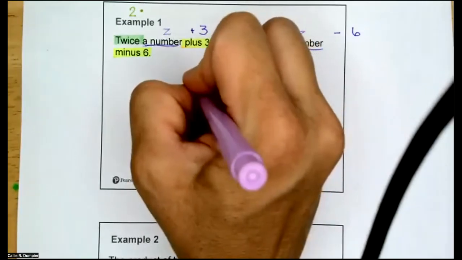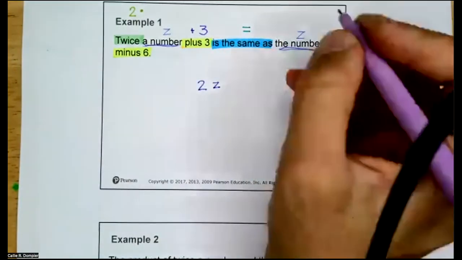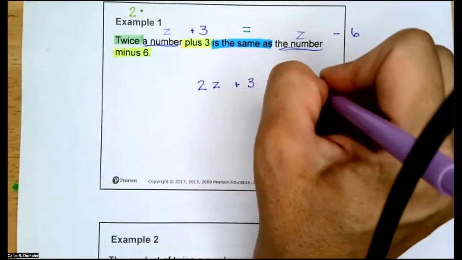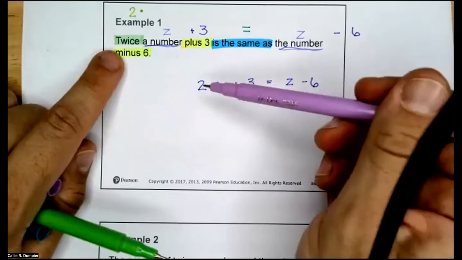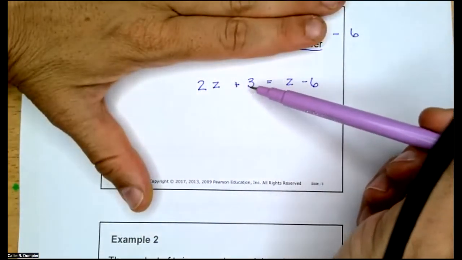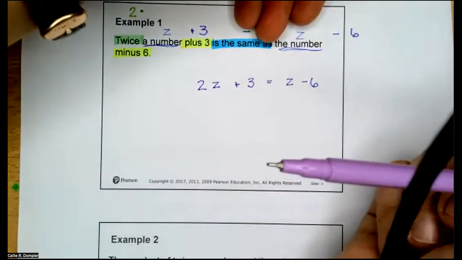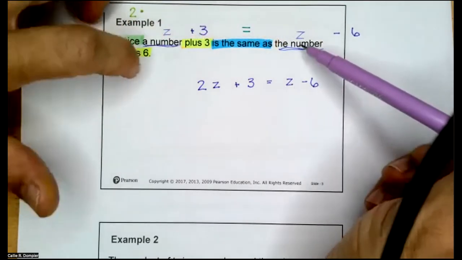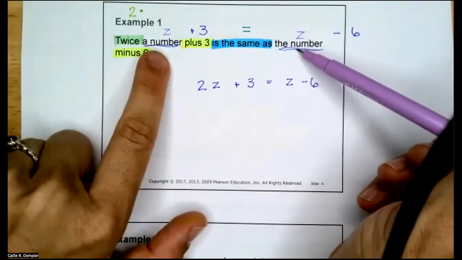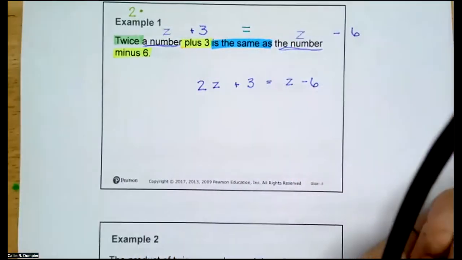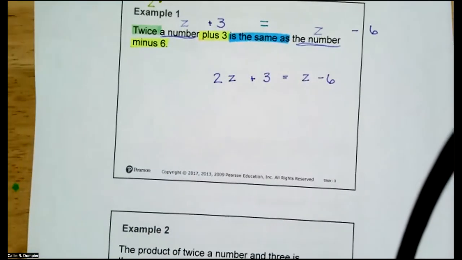Rewrite it again. 2 times z, which I'm just going to call 2z, plus 3 equals z minus 6. And then you can read it again to yourself. Like if I was to describe this without looking at this, I would say 2 times a number plus 3, twice a number plus 3, those are the same, equals a number minus 6. And it's not a number because a number would be a different letter, the number. So same letter, that same number minus 6. So I think that makes sense. I have translated it. Now I need to solve it.